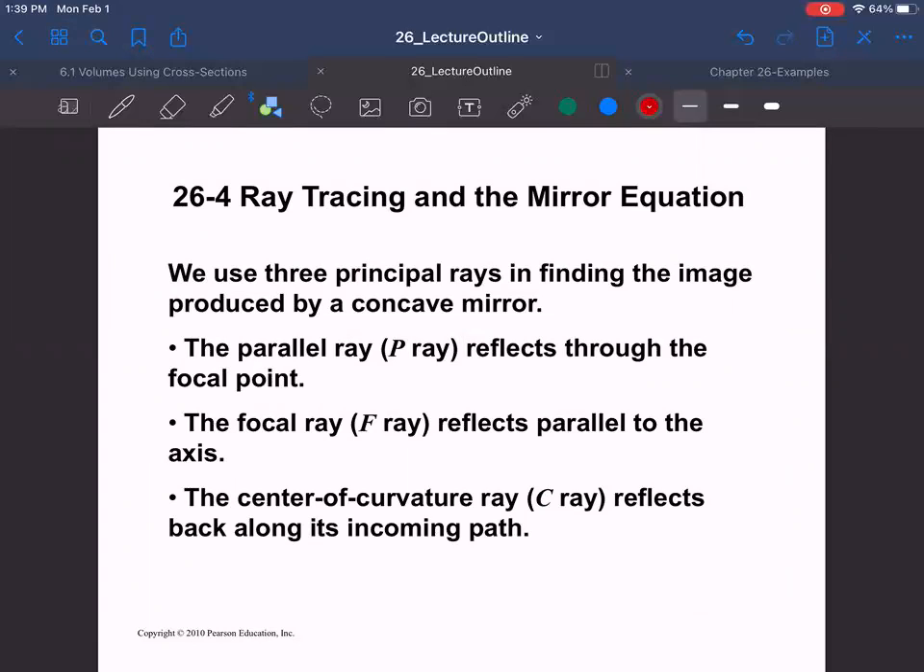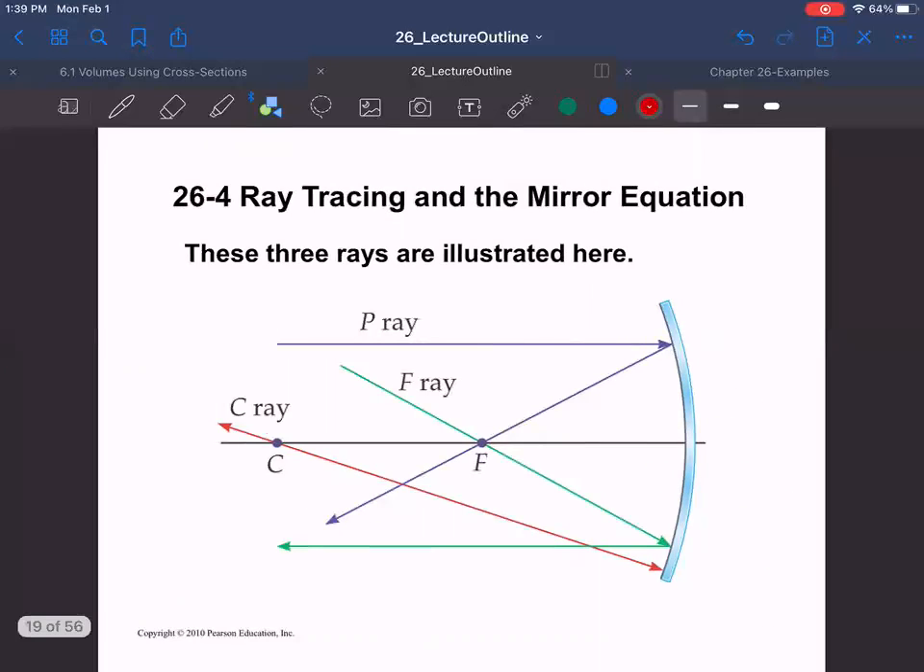Here we're going to start talking about ray tracing. For the first time I've ever seen, a book actually labels these different rays P, F, and C. One is a ray that's going to come in parallel to the principal axis, one that is going to come in through the focus, and one that is going to come in through the center of curvature. And they each do something special.